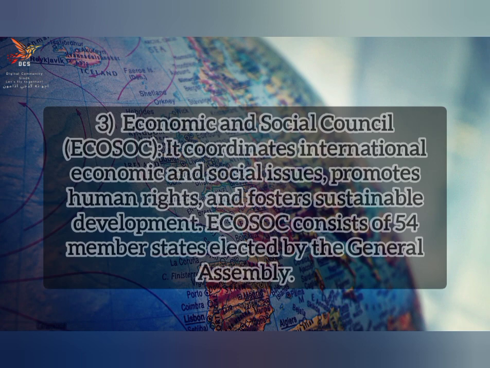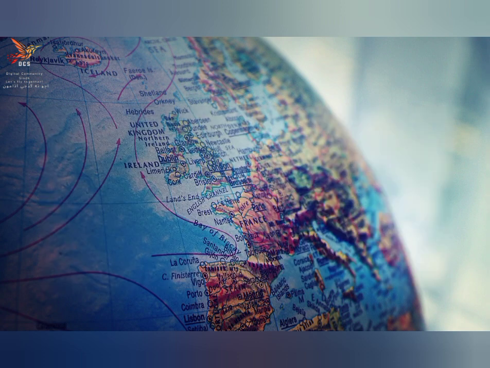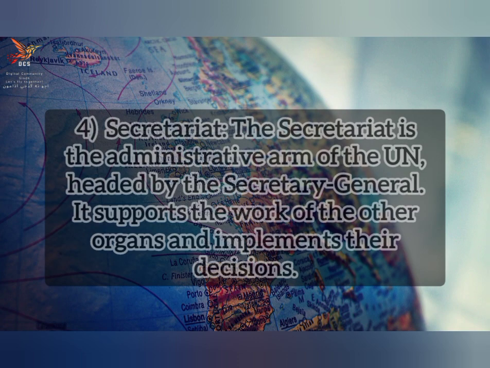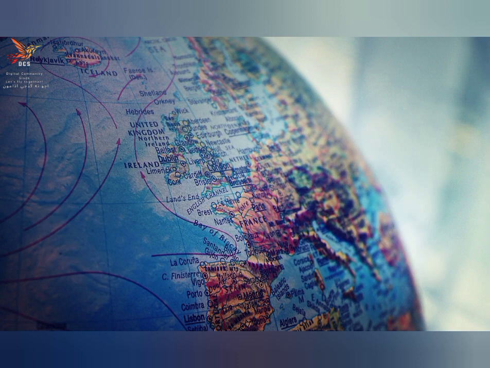Economic and Social Council, ECOSOC: it coordinates international economic and social issues, promotes human rights, and fosters sustainable development. ECOSOC consists of 54 member states elected by the General Assembly. Secretariat: the Secretariat is the administrative arm of the UN, headed by the Secretary General. It supports the work of the other organs and implements their decisions.